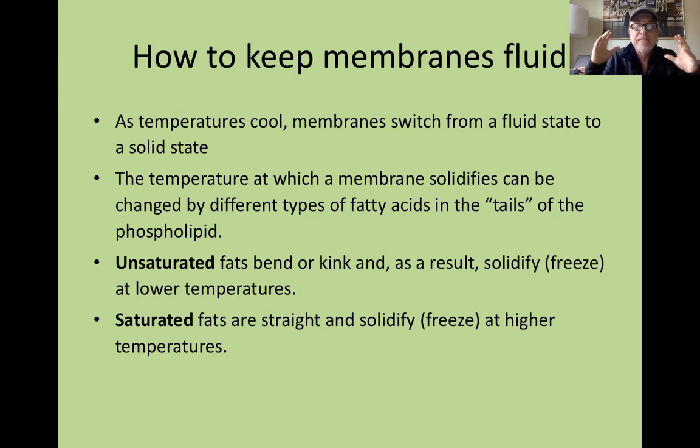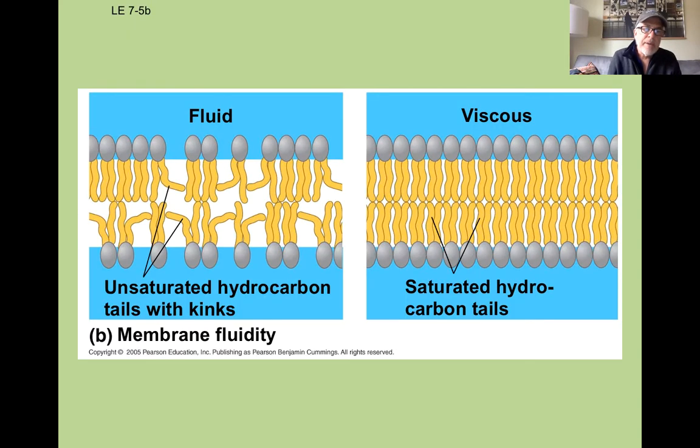Now give yourself a second to embrace that idea. You put the unsaturated fats into a phospholipid, and it lowers the freezing point. If there are saturated fats, then the freezing point is higher. Here we have a picture of this. Here is a membrane that has lots of unsaturated fats in the tails, and therefore it's a very fluid membrane. A membrane like this is much more viscous and it will freeze at a higher temperature.